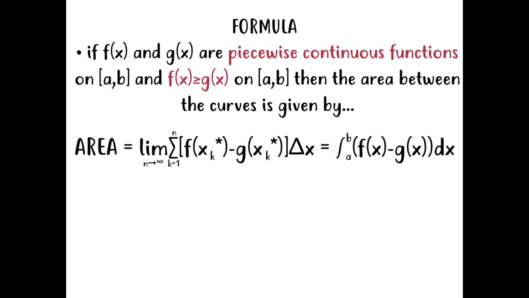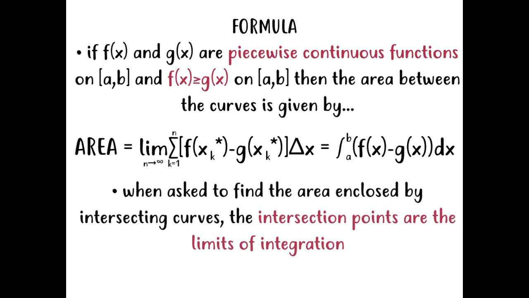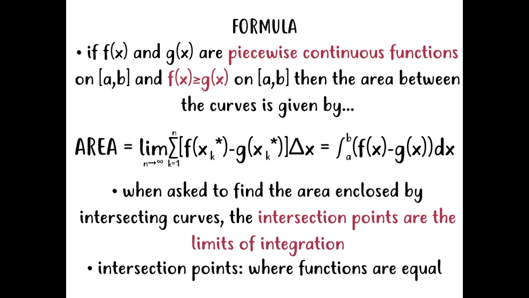This is also known as the Riemann sum approximation, as the number of rectangles increases to infinity, and all of this is equal to the definite integral from a to b of f of x minus g of x dx. It is important to note that when asked to find the area enclosed by intersecting curves, the intersection points are the limits of integration. Intersection points are where functions are equal to each other. Now that we know these things, let's look at an example.